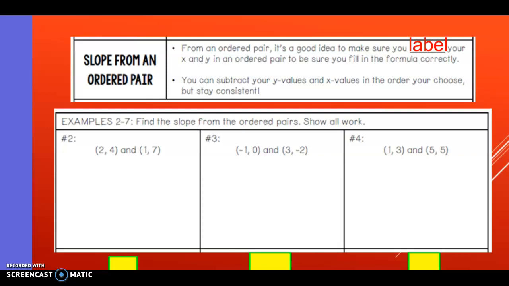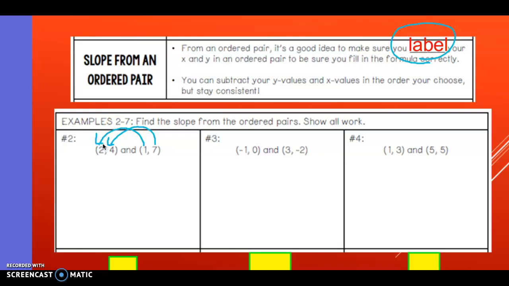All right, so whenever we're given an ordered pair, I think it's really important that you take an extra second and label your x and y ordered pair to make sure you do the formula correctly. Technically, it doesn't matter which you call the first x and first y, and which you call the second x, second y. But you have to be consistent in the order that you subtract. So if you subtract from right to left, like I've been showing you, you have to go right to left for the y's and right to left for the x's.